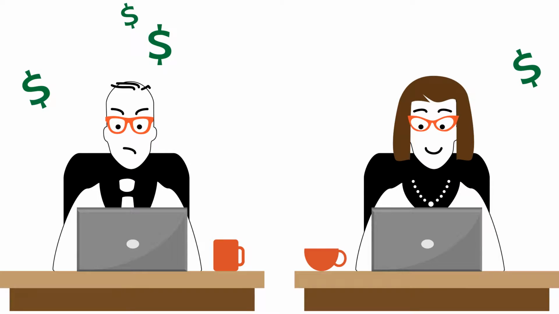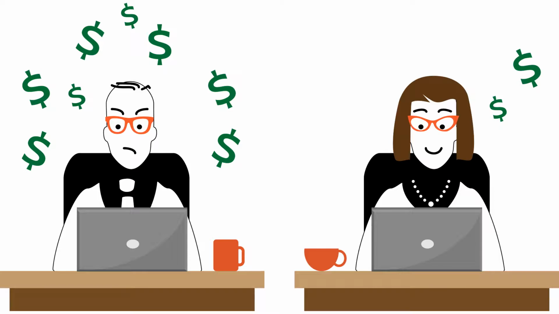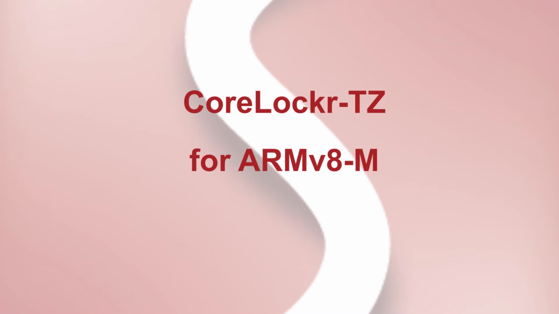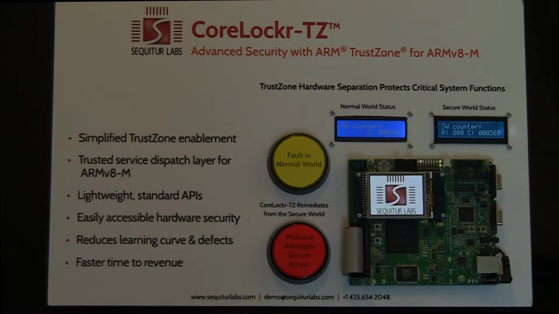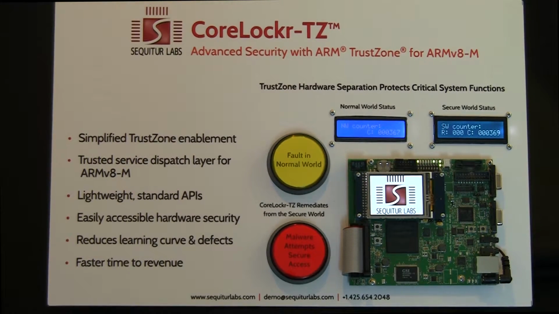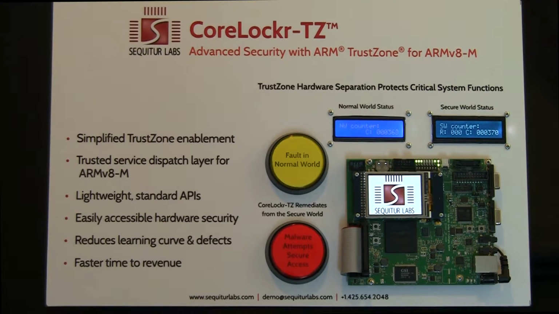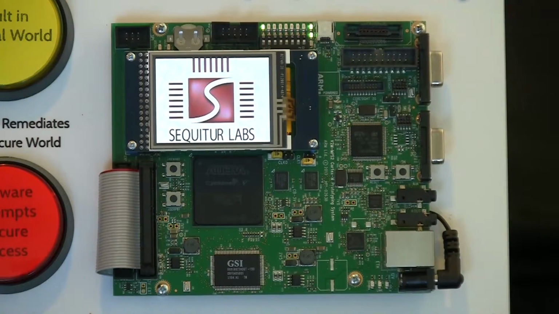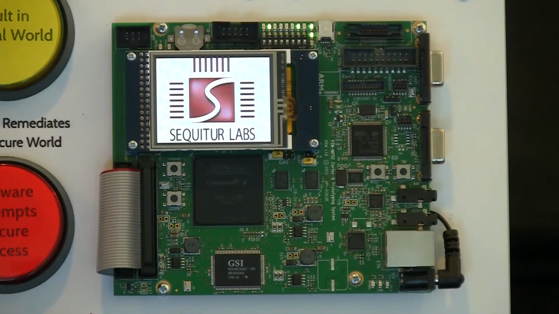Imagine the cost of training every developer on the new architecture. The reality is that not all application developers need to understand the new architecture at such a deep level. In this demo, we have a TrustZone for v8M enabled device with CoreLockr-TZ implemented. The board in this demo emulates a small, low-power microcontroller-based device.